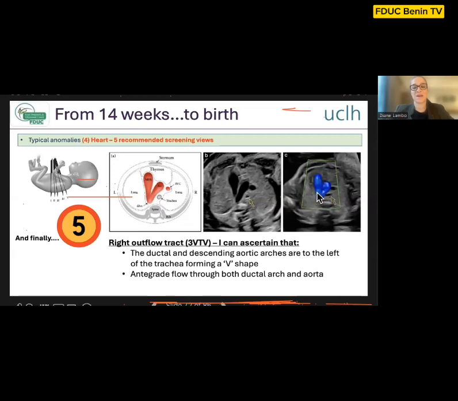So essentially the color will either be all blue or all red, depending on the direction of your probe, direction of your fetus, to determine that the blood is moving in one direction. You're not getting backward flow as a result of an obstruction in the aorta or the pulmonary.